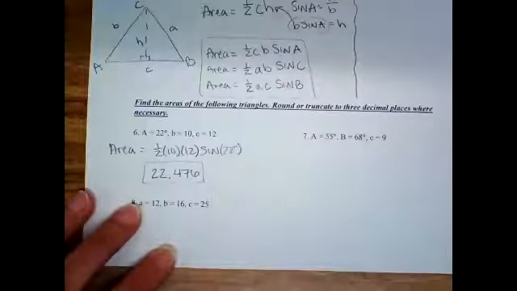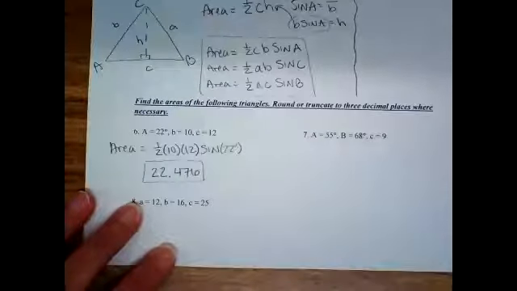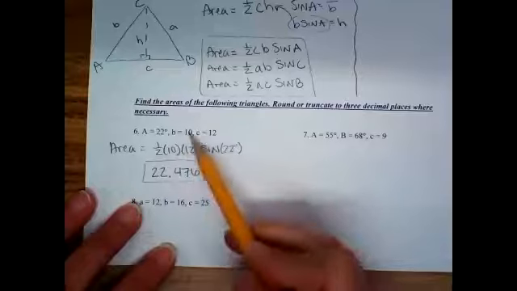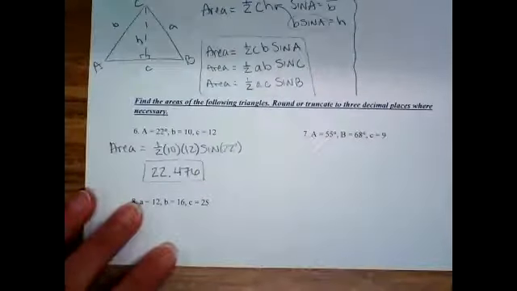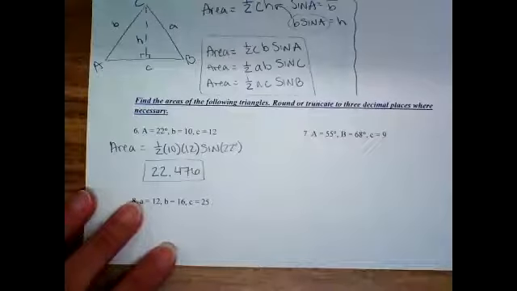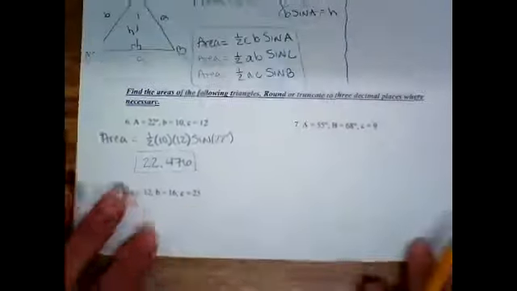You get 22.476. Now, typically in these problems you aren't given units, but let's pretend you were. Let's say this side was 10 feet and this side was 12 feet. When you find an area, it would be feet squared, because it's two-dimensional. Do you understand volume? Like if you were filling something up, it would be cubed. It has to do with the dimensions you have.